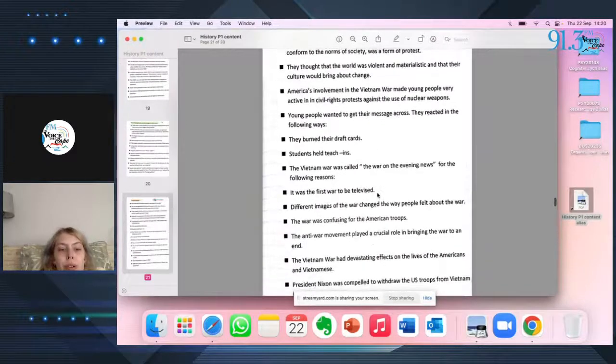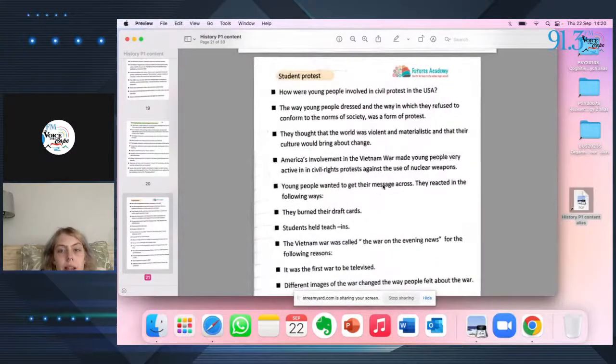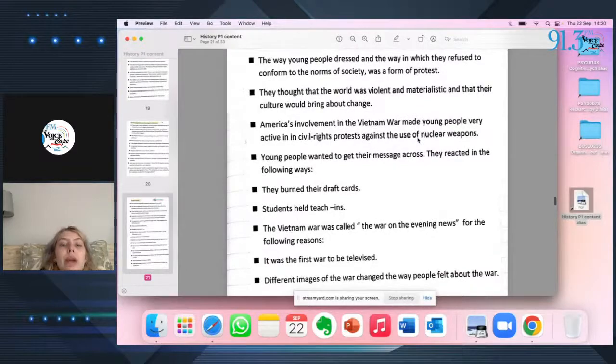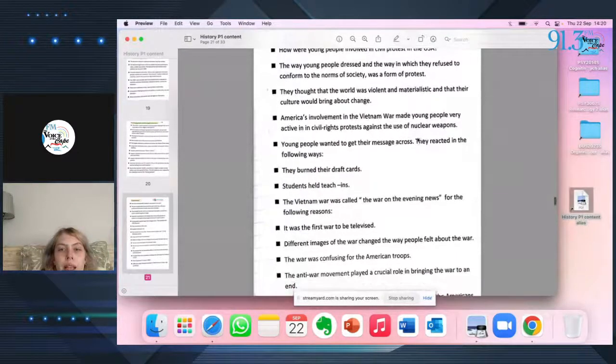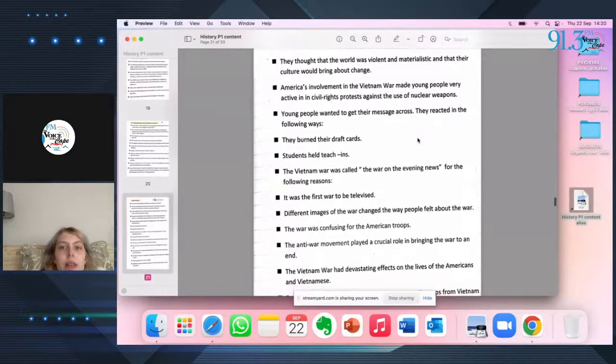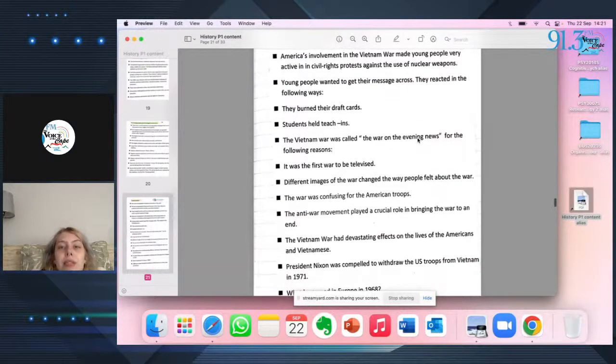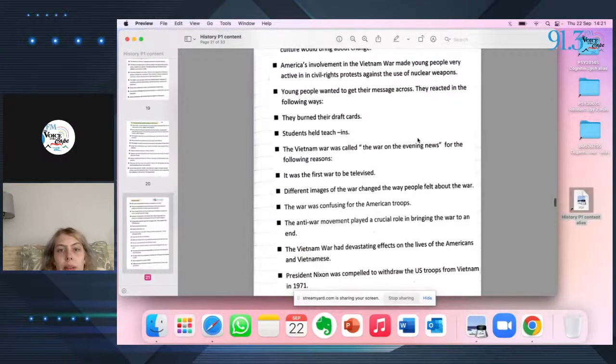And then student protest, which was a very important part of the civil rights movements. So how were young people involved in civil protest in the US? The way young people dressed and the way in which they refused to conform to society was a way of protest. They thought that the world was violent and materialistic and that their culture would bring about a form of change. America's involvement in the Vietnam War made young people very active in protests against the war and the use of nuclear weapons. Young people wanted to get their message across.